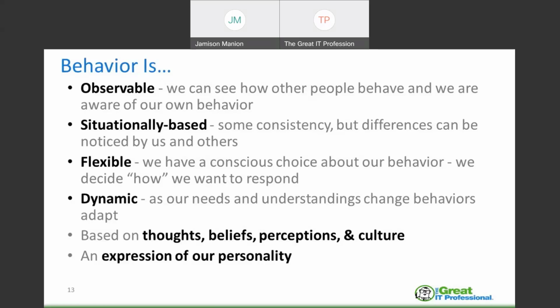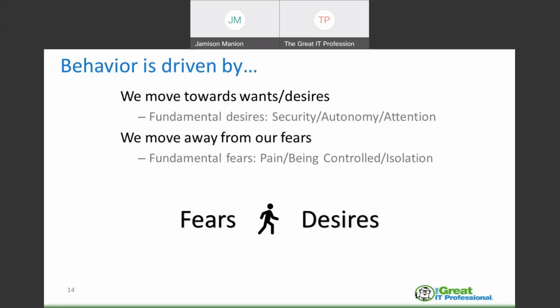It's situationally based. We change with different situations. You act differently at home than you do in front of the CEO. It's flexible depending on how things are going. It's dynamic. It always changes. And it's based on our thoughts, beliefs, perceptions, our culture, and it's an expression of our personality. And that's where the Enneagram really goes into this personality aspect of it.